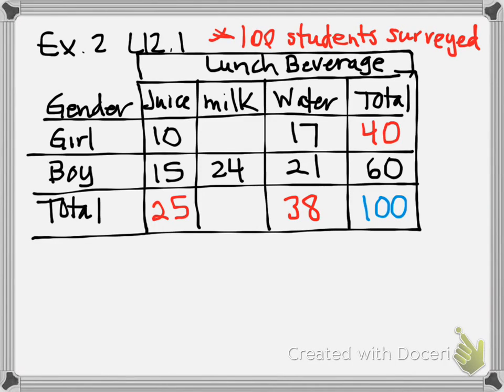All right. Okay, what else can we do now? This is where it gets a little bit more dicey. Maggie? Add 13 to milk for girls, because if you add them all up, it equals 40. So 13 for milk for girls, because 10 plus 13 plus 17 equals 40.